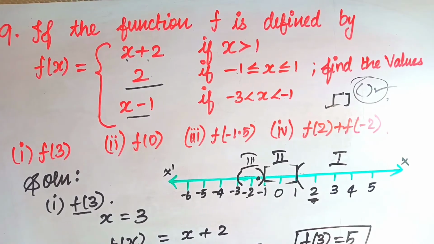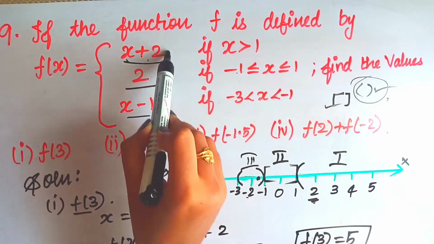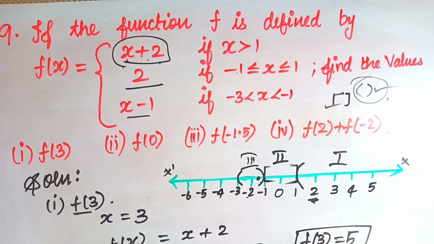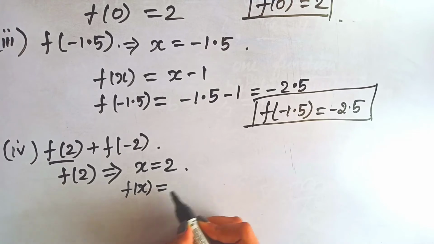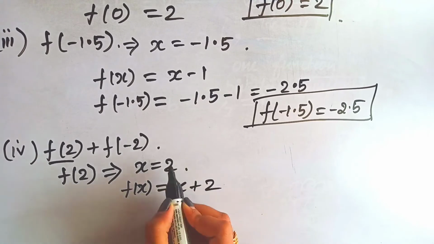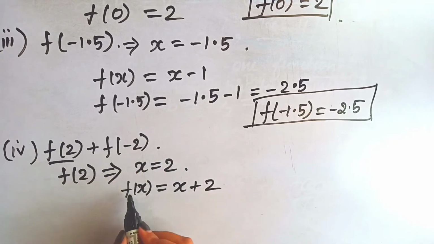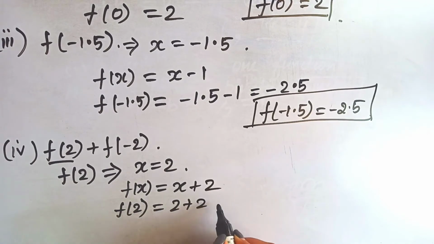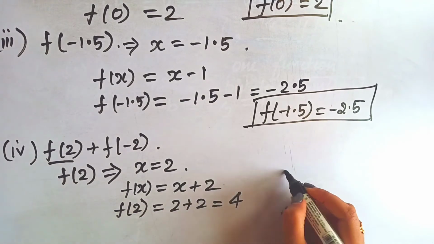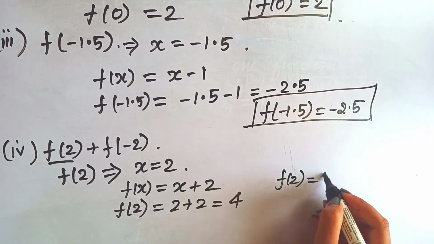So we have to use this first function, which is x plus 2. So f of x will be equal to x plus 2. So in the place of x you have to replace 2. So f of 2 is equal to 2 plus 2, which is equal to 4. So f of 2 is equal to 4.